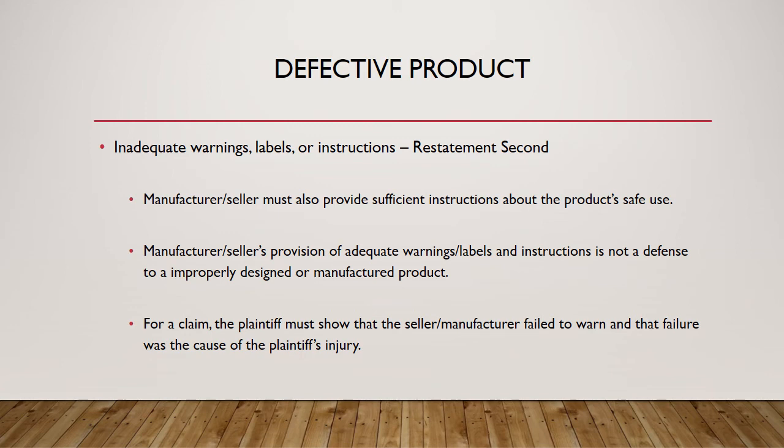So for these inadequate warning label or instruction claims under the Restatement Second, the plaintiff must show that the seller or manufacturer failed to warn of the foreseeable and possible risk of use, and that failure was in fact the cause of their injury or their damages. So again, you got to have that connection because they failed to warn about something. If that failure is not what caused your injury, the manufacturer or seller is not going to be liable for your claim.